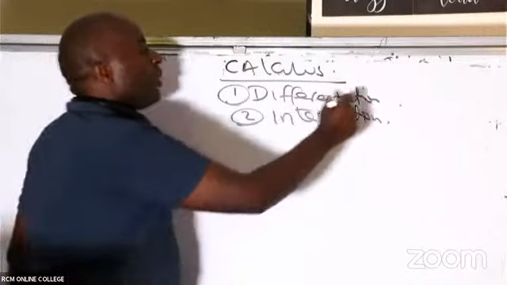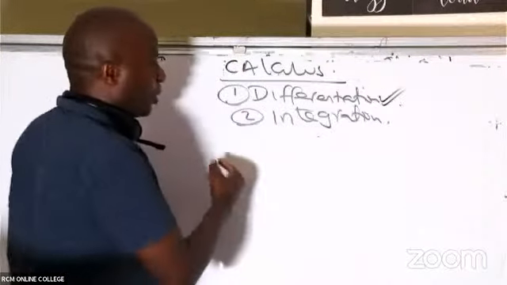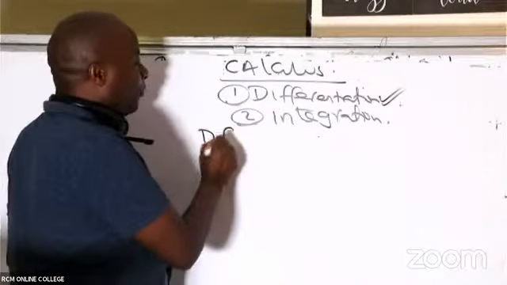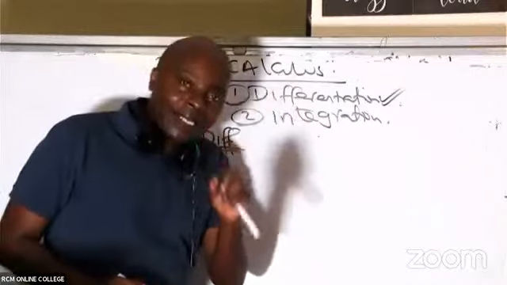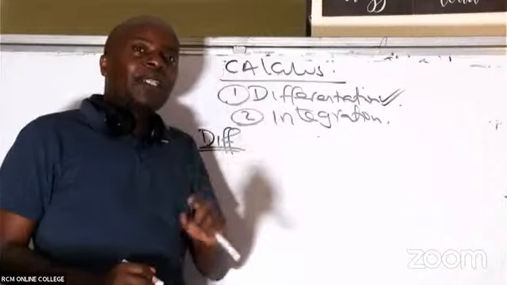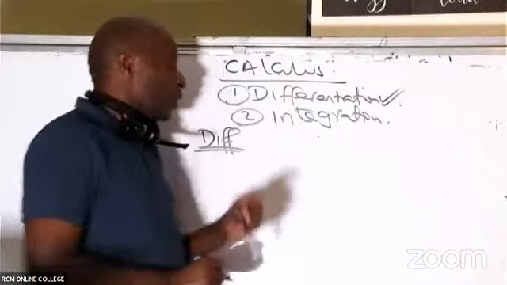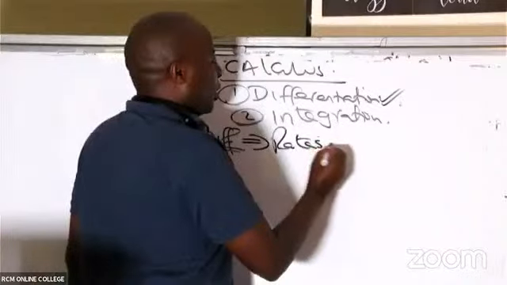So let me remind ourselves, how do we differentiate functions? What is differentiation? When we talk of differentiation, ladies and gentlemen, this is the branch of calculus that is used to derive gradients, to ascertain rates of change. So differentiation is all about rates of change. It is all about gradients.